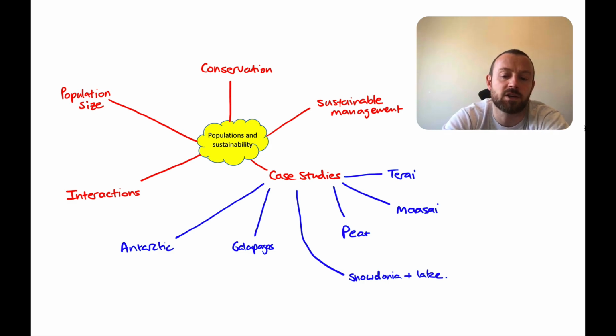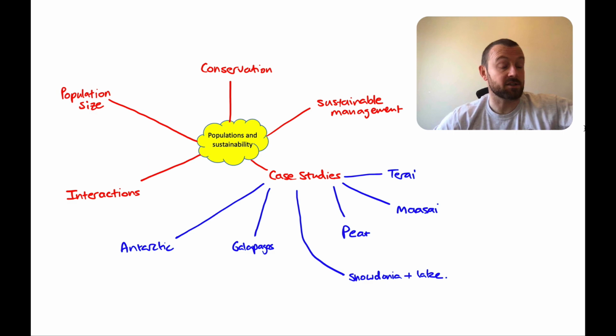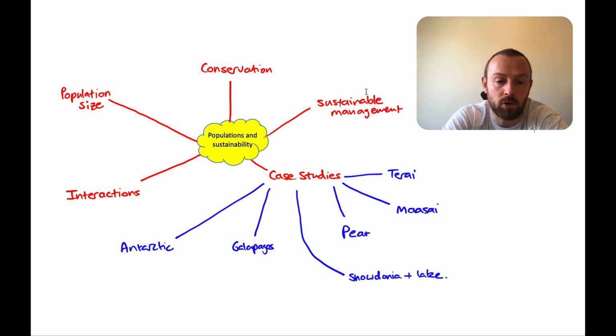And then we're going to look at a range of case studies, and try to pull out the key principles about conservation from those case studies. I'm going to try and keep it brief. Let's get started with population size. And in this mind map, you won't need anything really, but a big A3 piece of paper and lots of colorful pens. So let's get going.